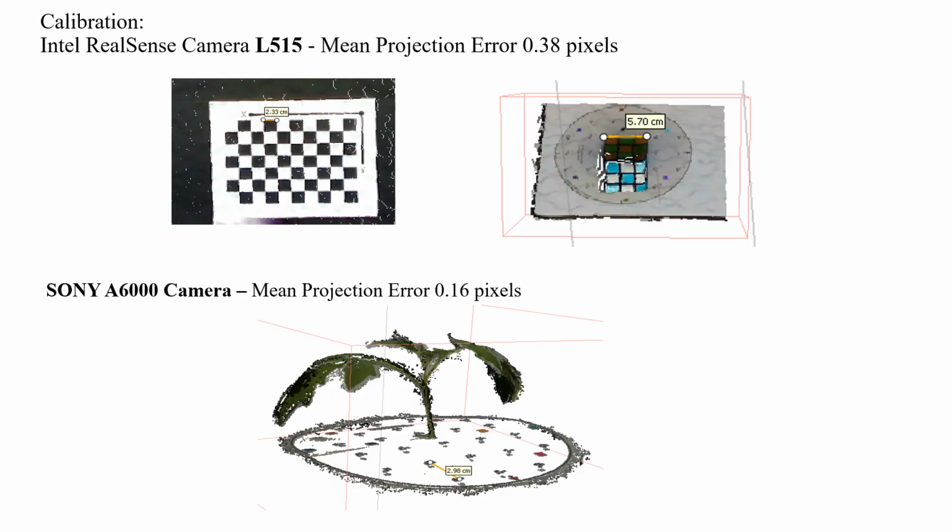Calibration is performed on markers with accurate measurements. A mean projection error of 3.38 pixels was obtained for the Intel camera in MATLAB, and similarly, the Sony A6000 camera got a mean projection error of 0.16 pixels.